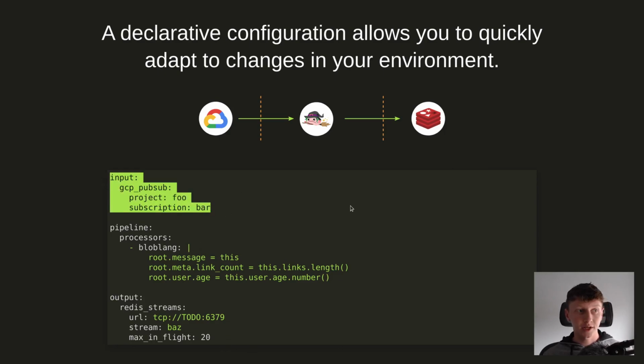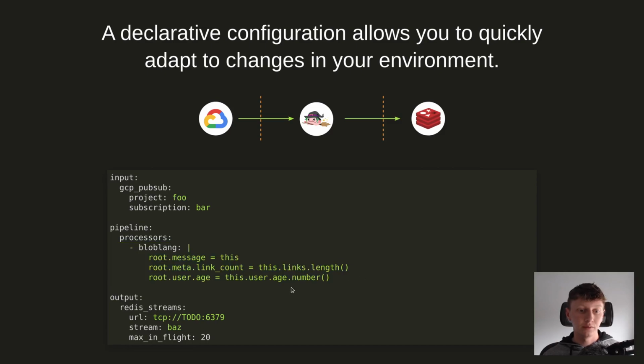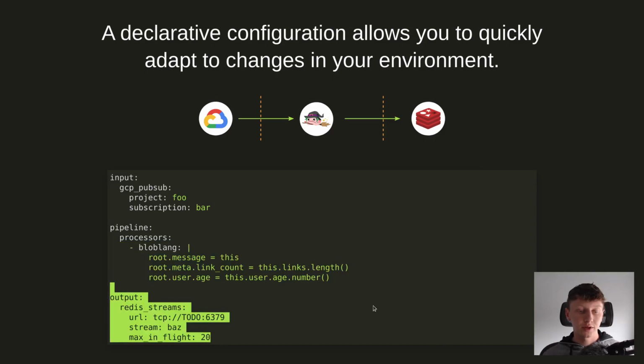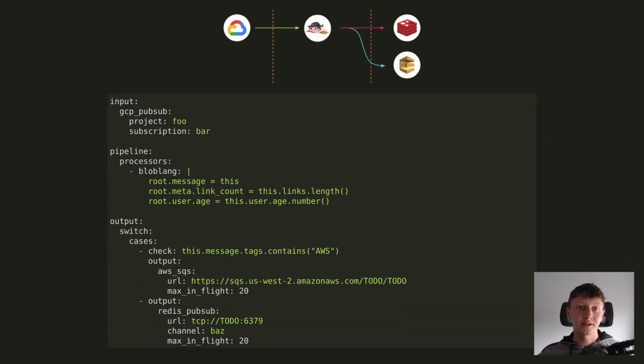So you've got an input section where you describe where the data is coming from. You've got a pipeline processor section where you can specify any number of processes that will be executed in the order that you list them. So this one's a little mapping that we've got. And then finally you specify where the data is going to. And that's it. That's all that you really need to specify in a config. And the things that you don't need to specify, and is handled for you, is stuff like how to manage retries, acknowledgements, delivery guarantees, back pressure, all that nasty stuff.